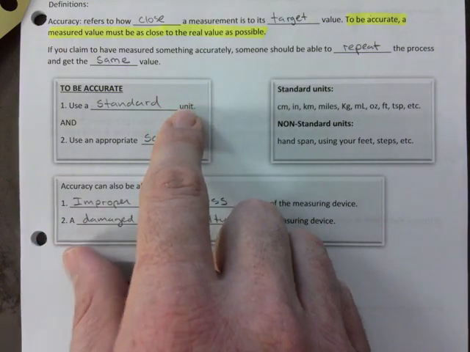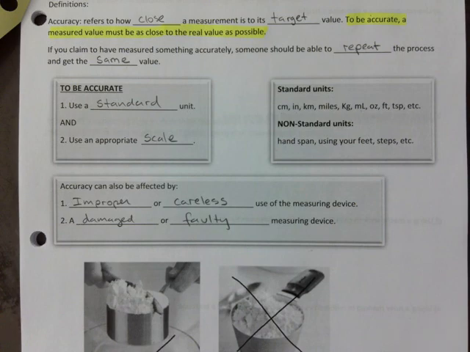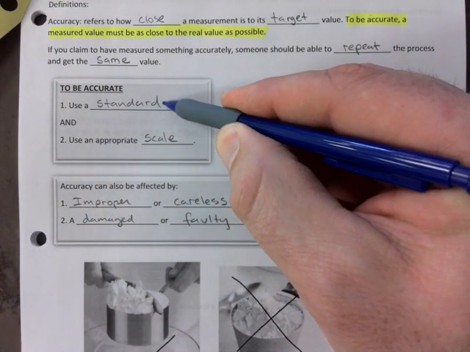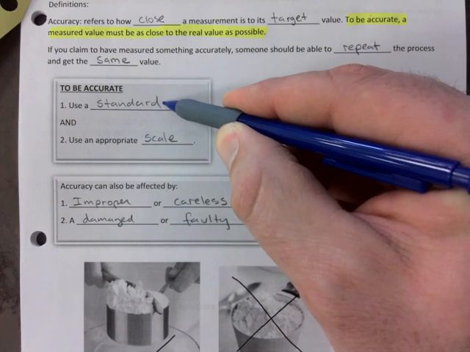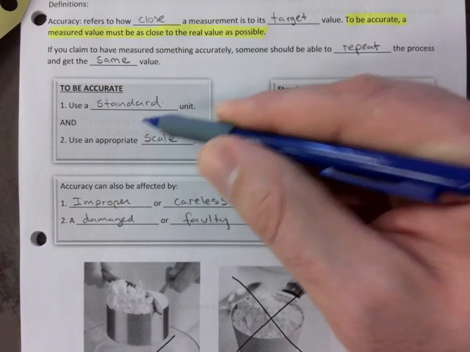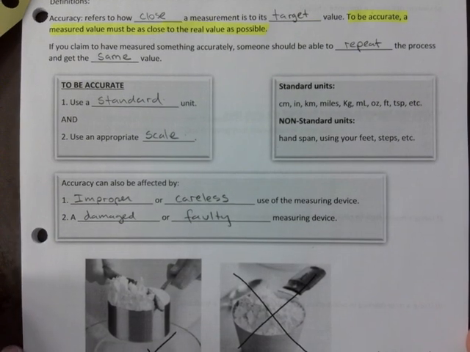If something is accurate, somebody should be able to repeat it and get the same value. How do you get that? You use a standard measurement or unit and appropriate scale. What do I mean by scale? I will explain that in a bit. We'll do an activity or some questions on that.